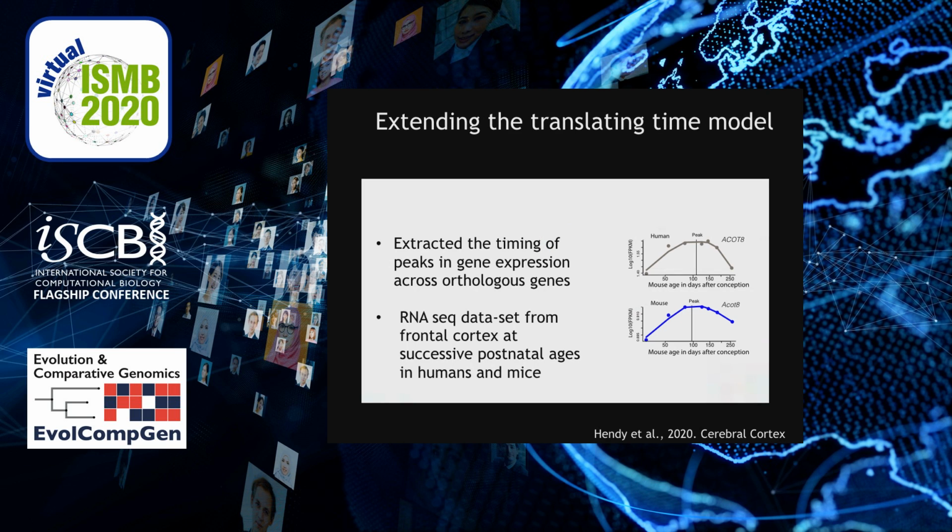So what we did is we extracted an RNA sequencing data set from the frontal cortex of humans and mice at successive stages of development. We extracted when peaks in gene expression occur, and we collected other sorts of transformations that occur during development.